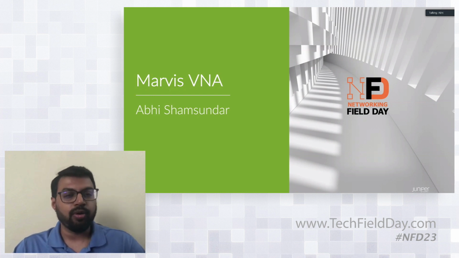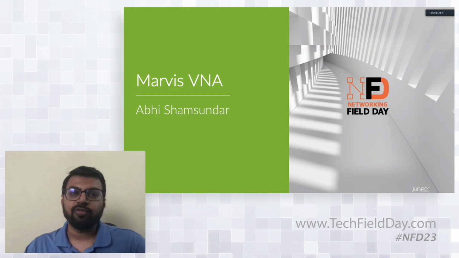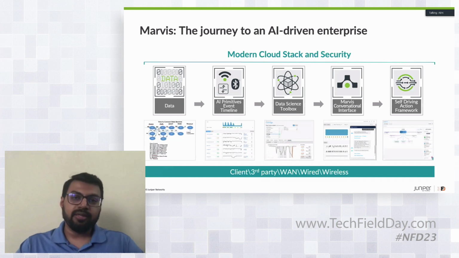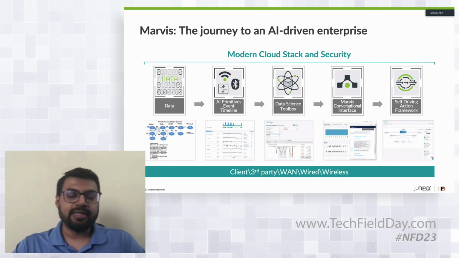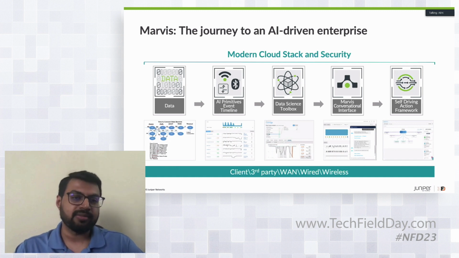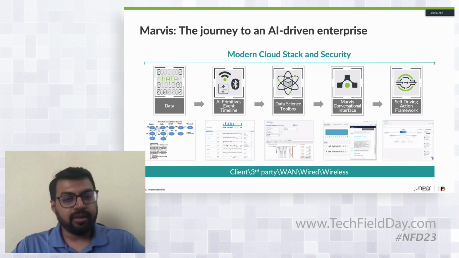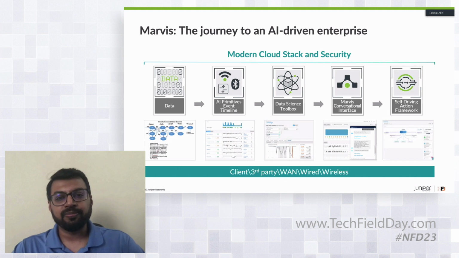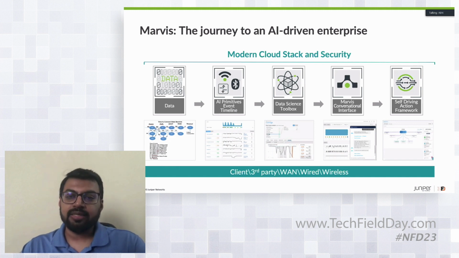MARVIS is our single point of contact to see if there is a problem in the network. The way we started off this journey to come this far is we started off with good data. All the way back in the 2015-16 timeframe, we started off with getting good data. And that is where telemetry from the wireless access points, the switches, and now the SRXs plays a key role. We converted them into what we call AI primitives in the form of SLEs, which I just spoke about. And then we put together a data science toolbox.